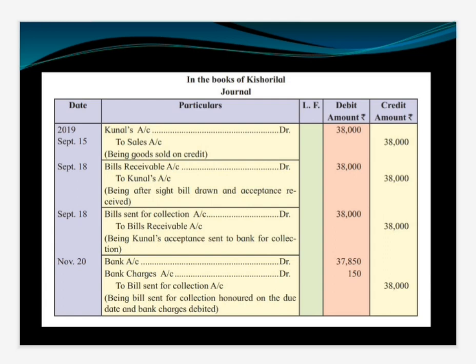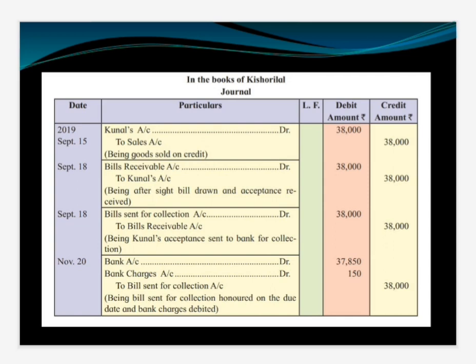Then we have to pass in the same way on 18th September, the bill drawn. That is why we have debited bills receivable account and credited Kunal's account. Then we have to write the narration. Now you just observe the problem. Write it down on your page or book. This is the same problem as I have discussed earlier.